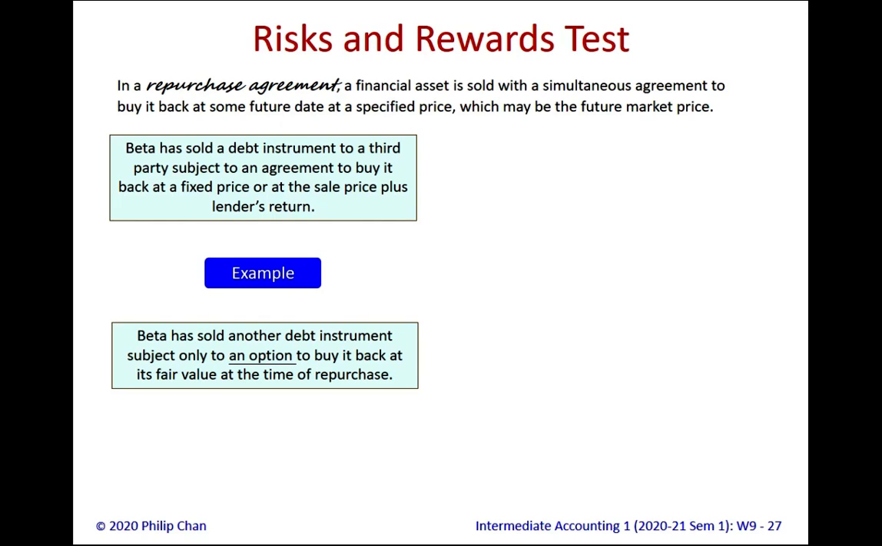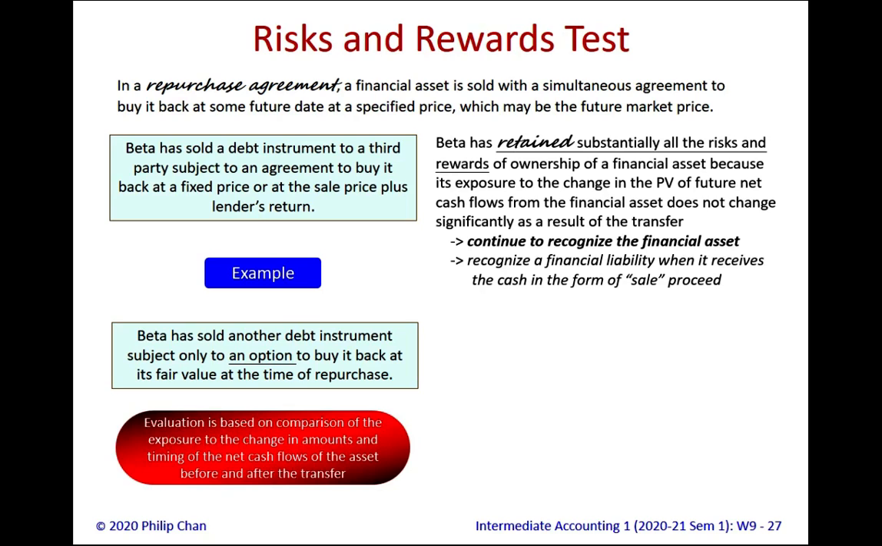Beta has sold a debt instrument to a third party, subject to an agreement to buy it back at a fixed price or at the sales price plus a lender's return. So in terms of the exposure to the change in the cash flows before and after, this is almost certain, right? The repurchase price is either fixed, or the sales price plus a certain return. In this case, Beta has retained substantially all the risks and rewards of this financial asset, and in that case should continue to recognize the financial asset.